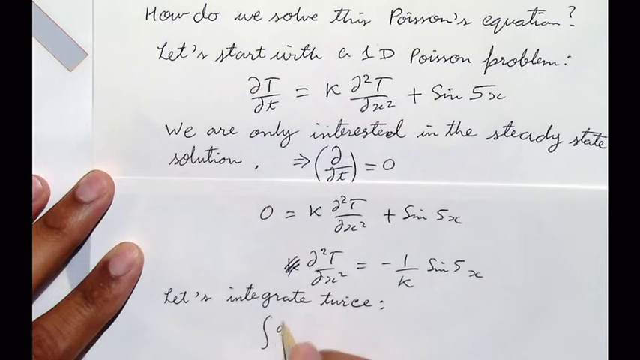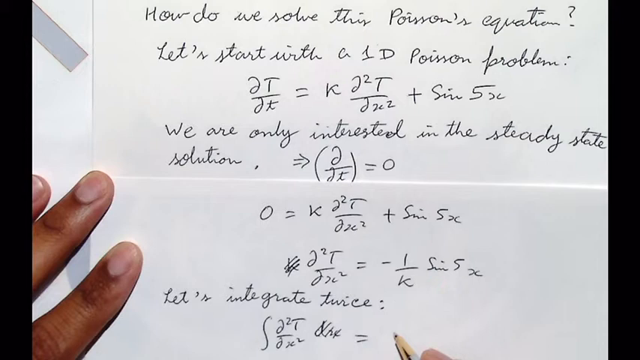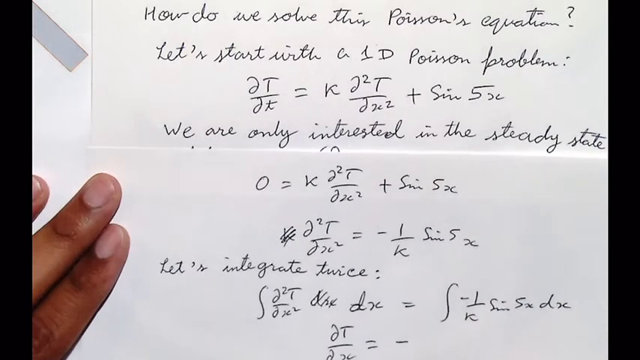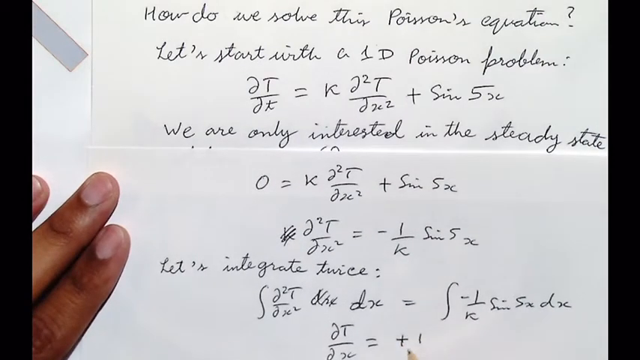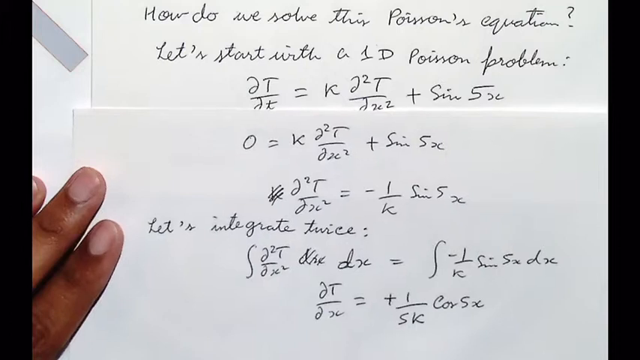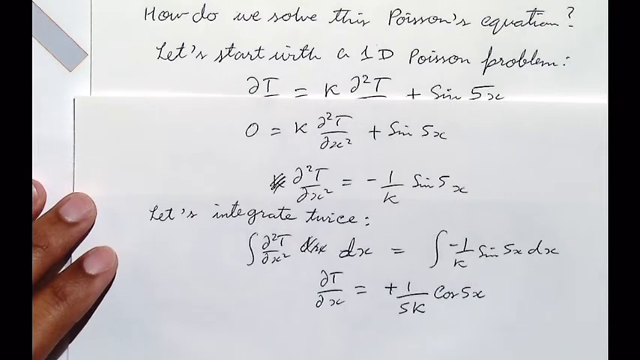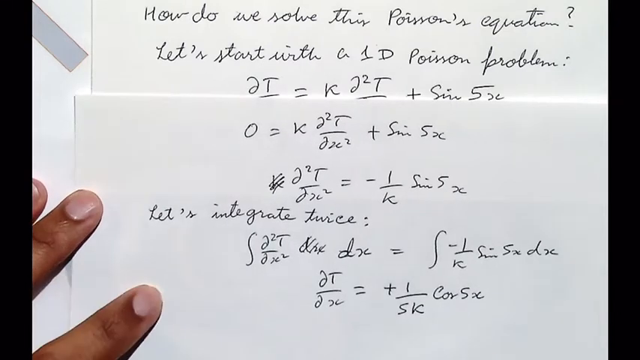We have the integral of d2t by dx squared dx, which is the integral of minus 1 over kappa sine 5x dx. Okay, so we get dt by dx equals plus 1 over 5 kappa cosine 5x. Is that right? There is a constant of integration missing, right? There's a c1 missing.